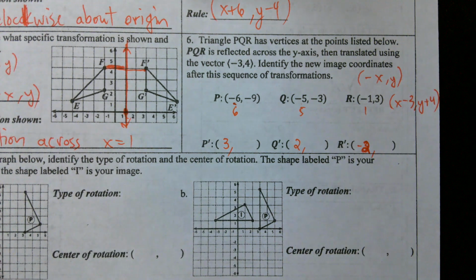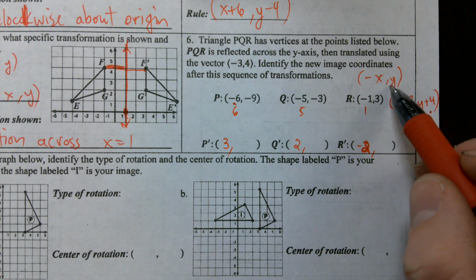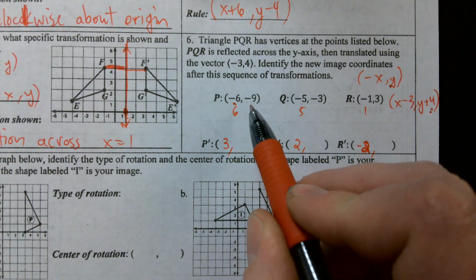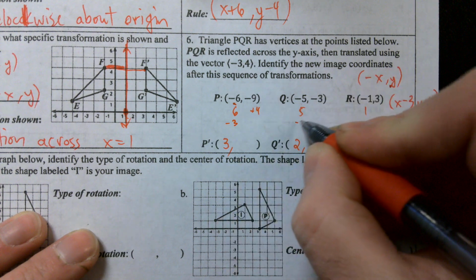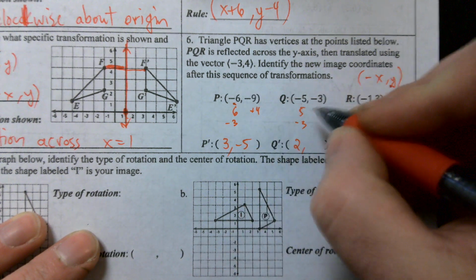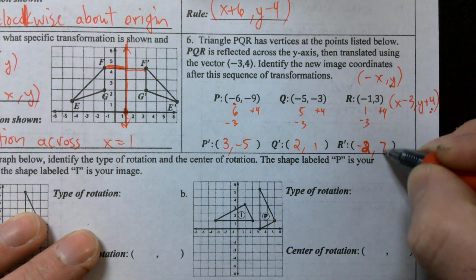What do I need to do with the y coordinates here? Plus 4. Plus 4. Is that the only thing I need to do? Yes. Because when I reflect over the y-axis, my y-coordinate stays the same. Right? But then after that translation, I'm just adding 4. Negative 9 plus 4. I'm going to do a little minus 3 down here. Negative 9 plus 4 is negative 5. Negative 3 plus 4 is 1. 3 plus 4 is 7.